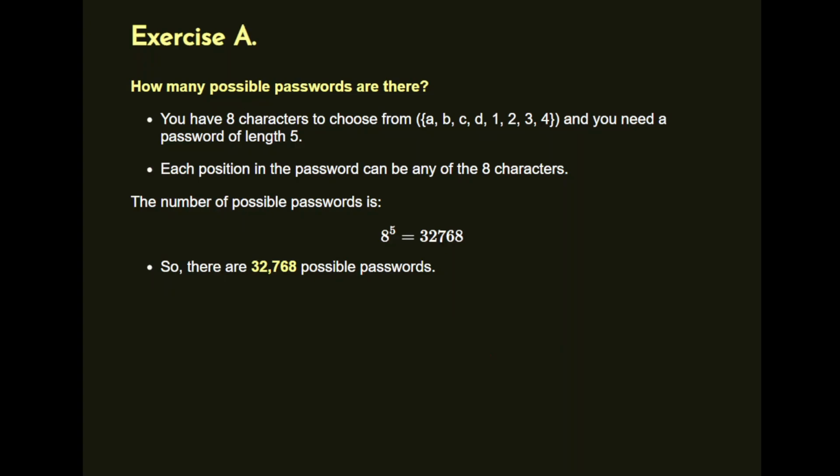So how many possible passwords are there? You have 8 characters to choose from: A, B, C, D, 1, 2, 3, 4, and you need a password of length 5. Each position in the password can be any one of those 8 characters, so there's no limitations. The number of possible passwords is 8 to the power of 5, which is 32,768. Keep a mental note of that because we're going to use that later on.